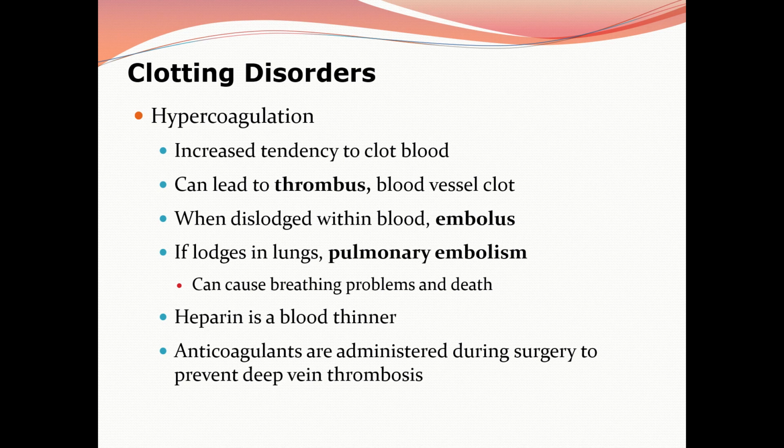Hypercoagulation is the increased tendency to clot the blood. It can lead to a thrombus, which is a blood vessel clot. When dislodged within the blood, an embolus can occur. If the embolus lodges in the lungs, this is called a pulmonary embolism. This can cause breathing problems and death. Heparin is a blood thinner, and anticoagulants are administered during surgery to prevent deep vein thrombosis.